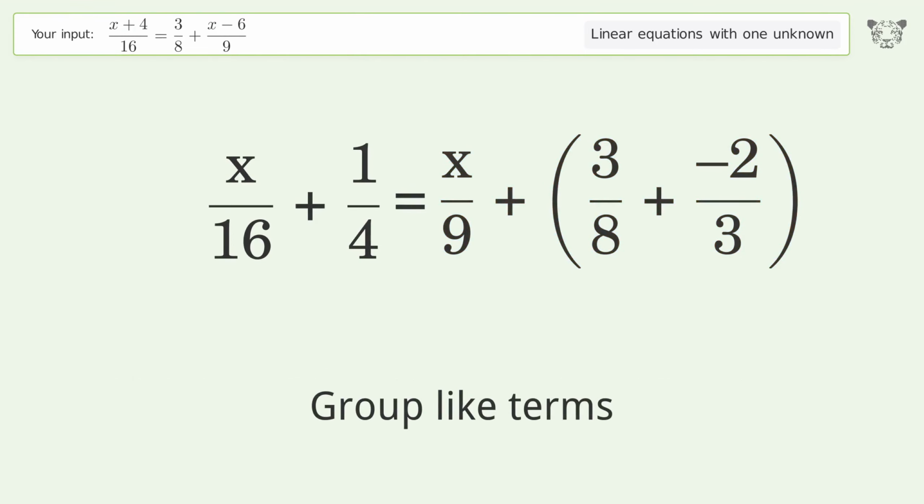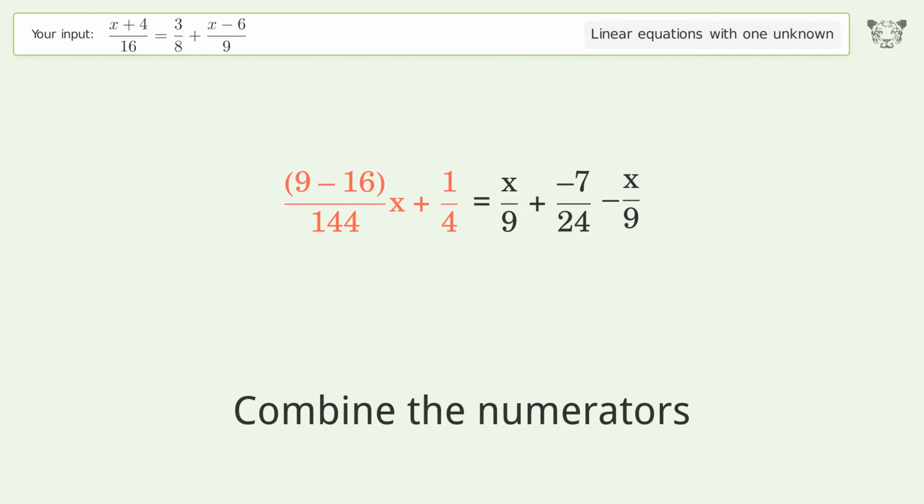Group all x terms on the left side of the equation. Subtract 10/9 from both sides. Group like terms. Group the coefficients. Find the lowest common denominator. Multiply the denominators. Multiply the numerators. Combine the fractions. Combine the numerators.